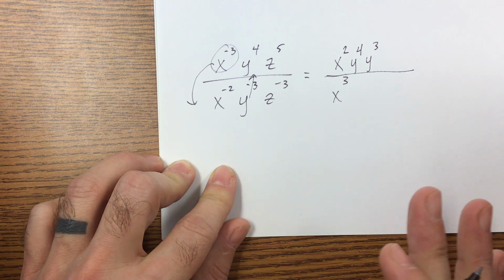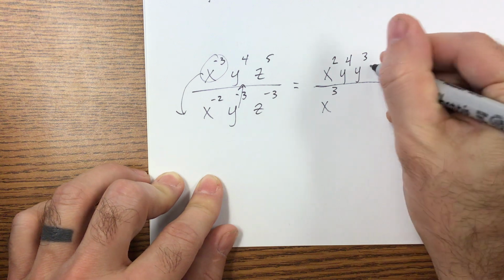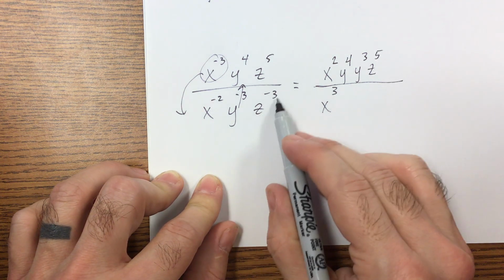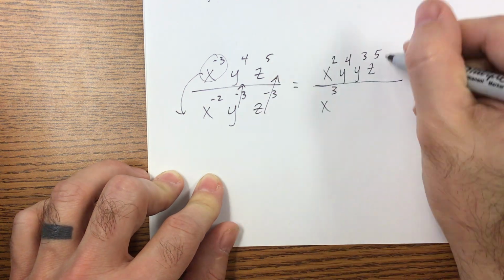Notice I'm not doing any mental math. Should we move this z to the fifth? No, leave it. It's positive already. Should we move this z to the negative third? Yeah, we better. It's negative. To fix it, we move it to the top.